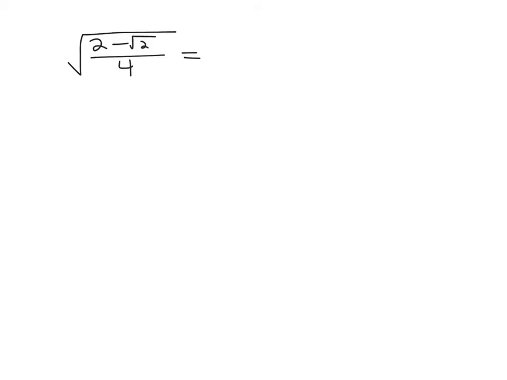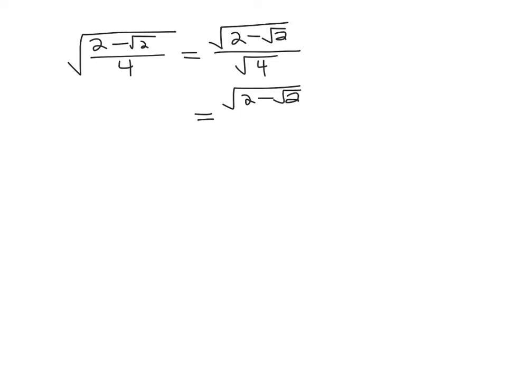And then we're going to clean that up even further by just rationalizing the denominator. So we can split that up into the square root of 2 minus the square root of 2 over the square root of 4, which we don't have to really do anything to rationalize because the square root of 4 is just 2. So finally, the nicest form of that number is the square root of 2 minus the square root of 2, all over 2. So that's a lot of 2's.